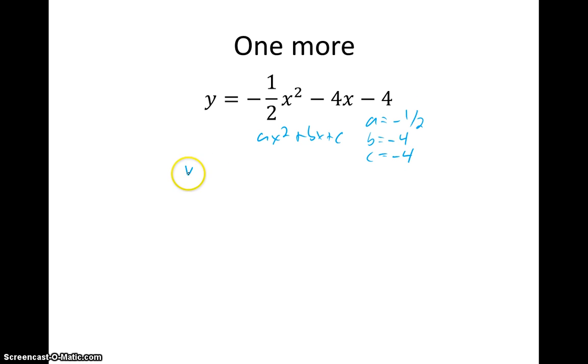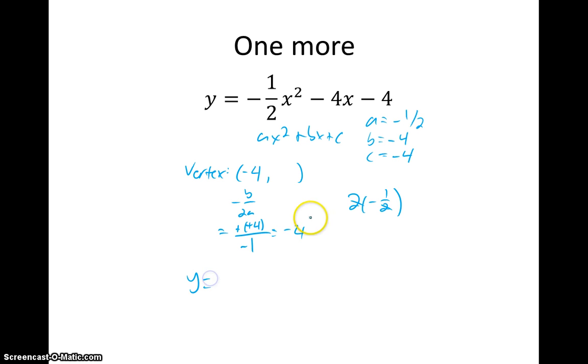So the x-coordinate of our vertex, remember, is going to be negative b over 2a. And negative b over 2a in this case is going to be a negative 4. Negatives are going to cancel out to a positive there. Let's put that in now. And then divided by 2a. Well, 2 times negative 1/2 is negative 1. Right? 2 times negative 1/2. The 2's cancel. But we've got a negative there. It hangs around with the 1. So that's going to give us a negative 4. So we have negative 4 for the x-coordinate of our vertex.